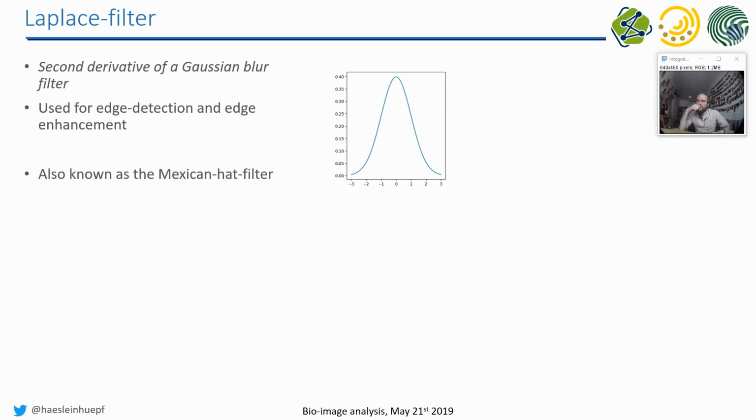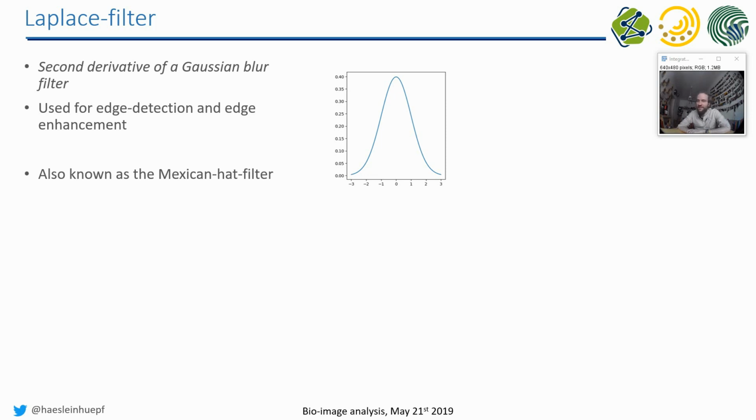And there's another interesting filter related to that. So first of all, let's introduce the Laplace filter. The Laplace filter is the so-called second derivative of a Gaussian blur. I'm also not so much a math person, right? So you see here a Gaussian distribution plotted in a diagram.